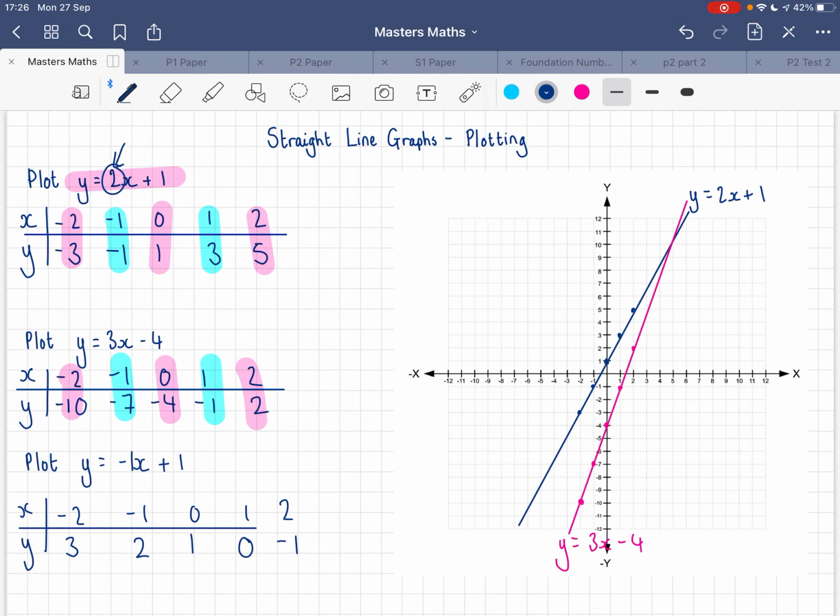And again, we have a bunch of coordinates we can now plot onto the graph. So we've got minus 2, 3, which is up here.